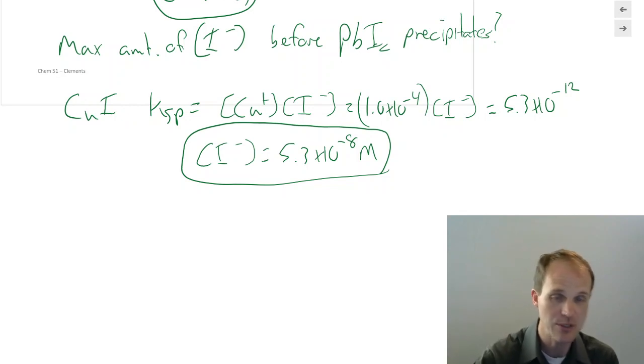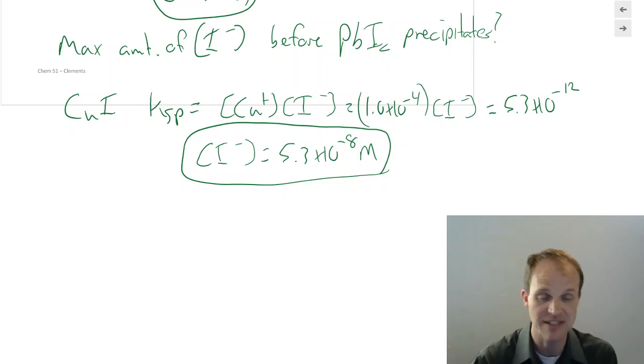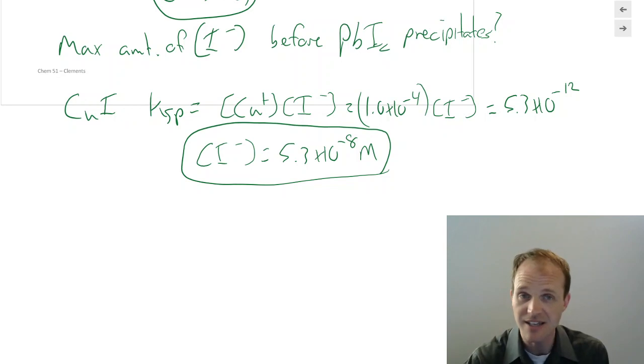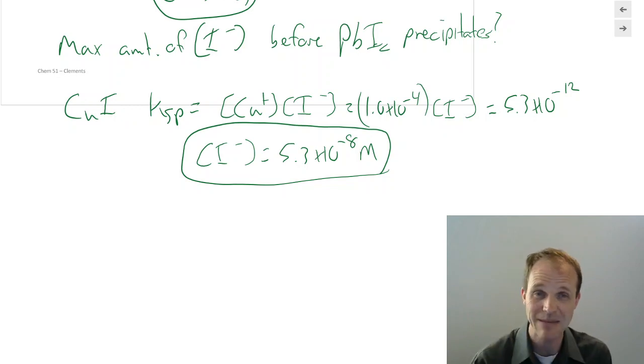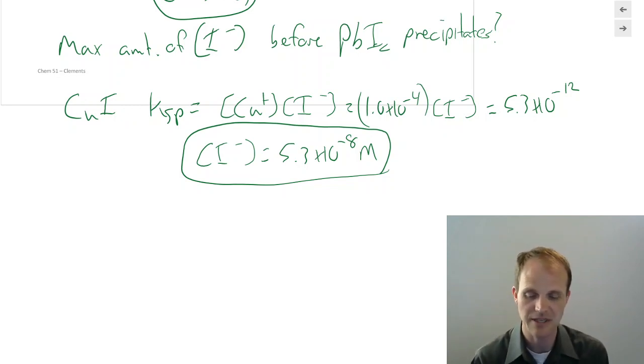So if I'm at 5.2 times 10 to the minus 8th molar, no precipitation happens. If I'm at 5.4 times 10 to the minus 8th molar, something is already precipitated. At 5.3 times 10 to the minus 8th, when I'm right on that line, nothing's precipitated yet, but as soon as I add a tiny bit more, stuff will start precipitating. So what I want to know next is how much iodide can I add before the lead starts to precipitate?